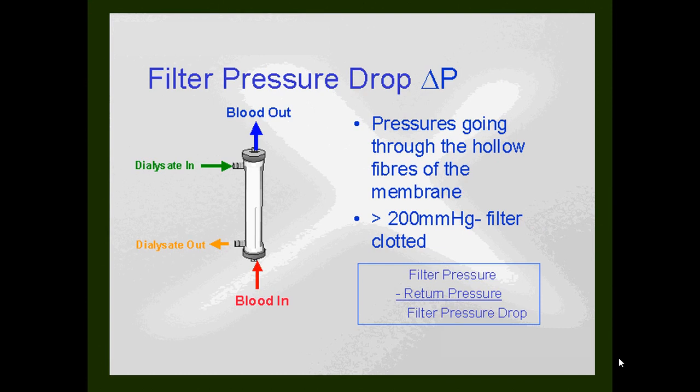Next is the pressure drop. This is the pressure going through the hollow fibers of the membrane. So if you have a rise in pressure drop, it is actually telling that there is some amount of clot happening in the fiber, right? And it can be calculated by filter pressure minus the return pressure.